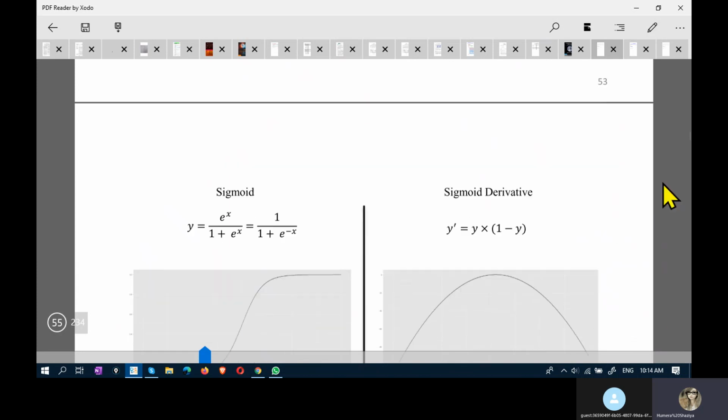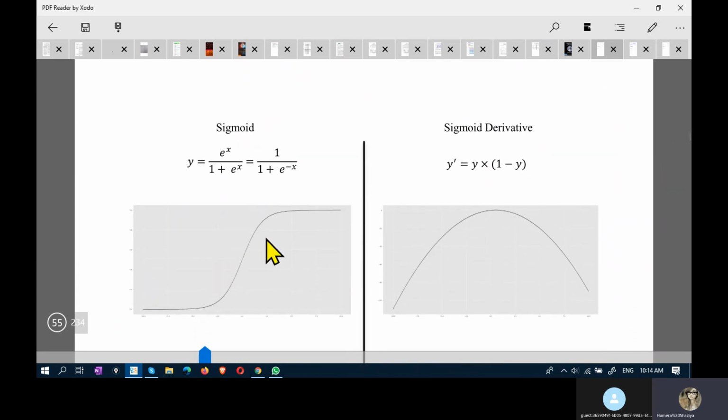Sigmoid activation function looks like an S shape on the plot, and the equation is this one, e to the power x over 1 plus e power x, where you get x from that sum operation. This you can solve to 1 by 1 plus e power minus x. So sigmoid is an activation function which accepts the output of summation, and applies this equation, where x is nothing but that output of summation, and it appears in an S-shaped curve. The derivative is given here.